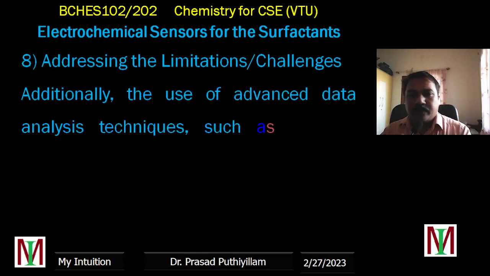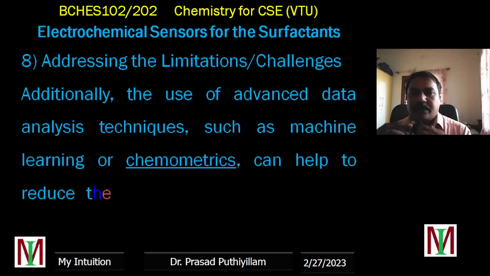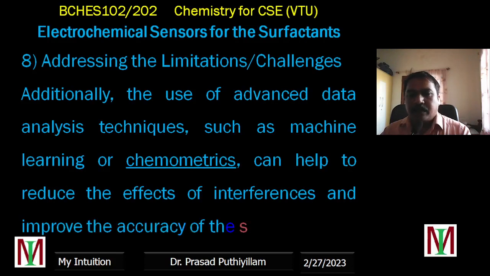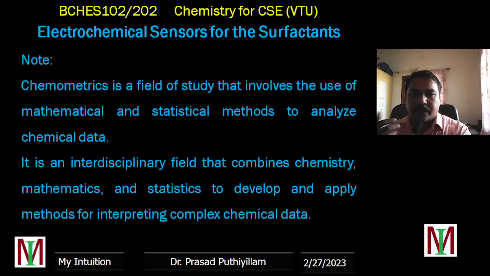Additionally, the use of advanced data analysis techniques such as machine learning or chemometrics can help to reduce the effect of interference and improve the accuracy of the sensor. Okay, what is chemometrics? That is given in the next slide, that's why I underlined it.